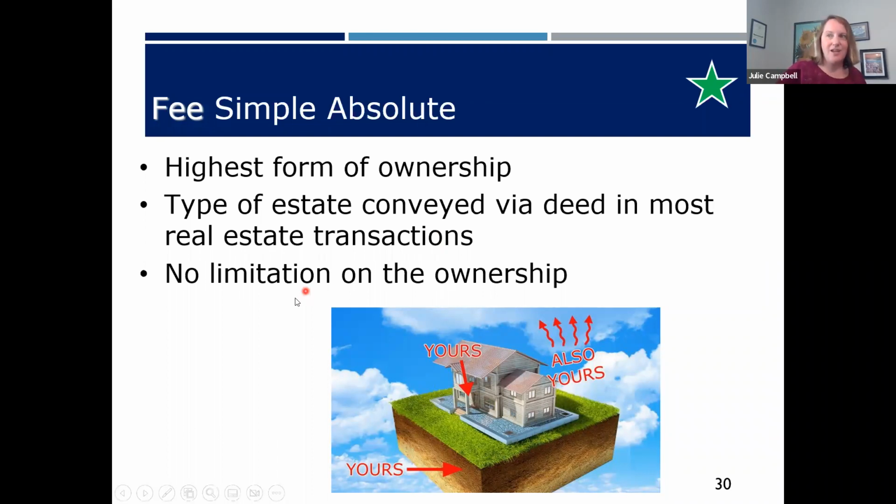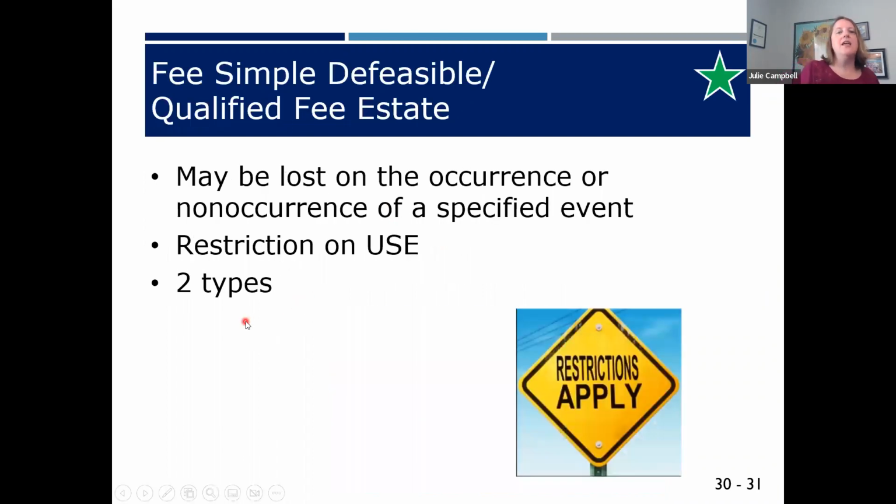So the next type of freehold estate is a fee simple defeasible, also known as a qualified fee estate. One of those things in real estate that we like. We got lots of things that have two different words that mean the same thing. Good times.